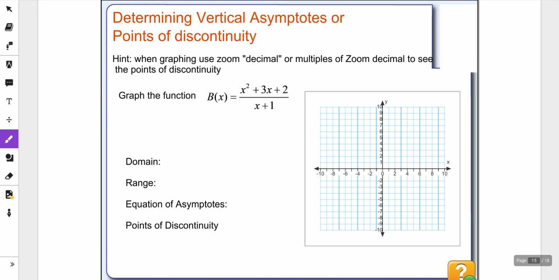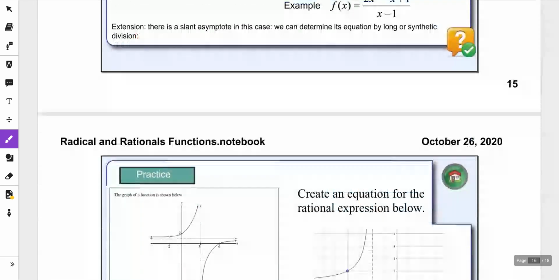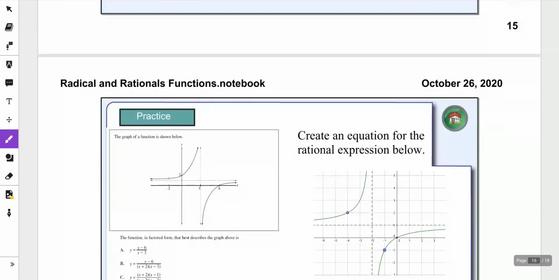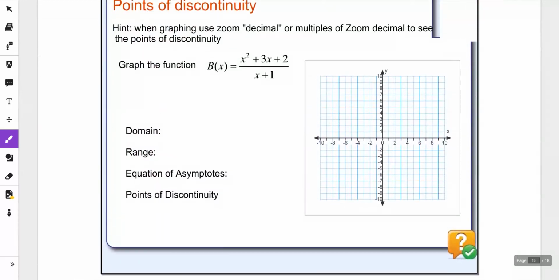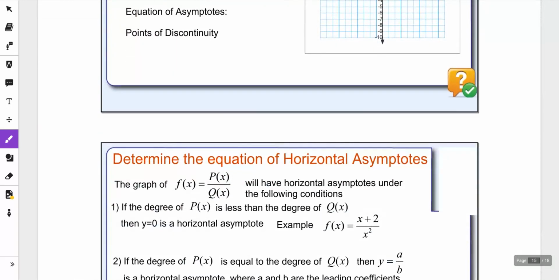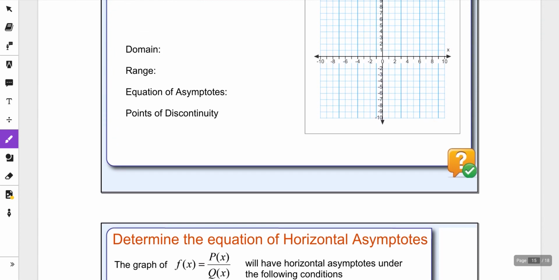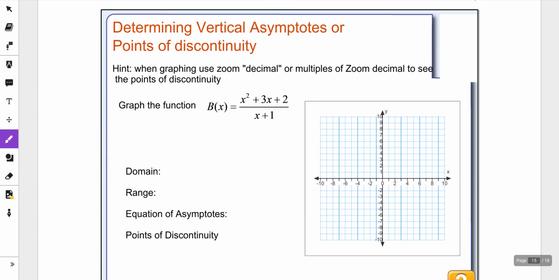Let's do our calculators, I guess. When graphing, use zoom decimal or multiples of zoom decimal to see the point of discontinuity. Ooh, fancy. Let's try it. I don't know how I'm going to continue this video with a graph. I'll come back to this one so I can keep going with the video.